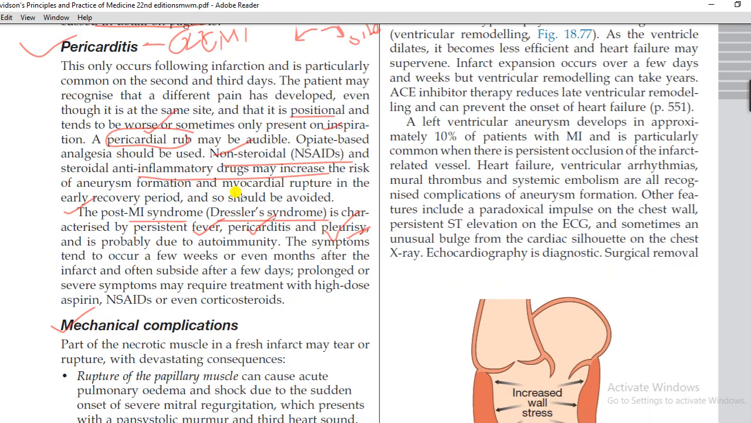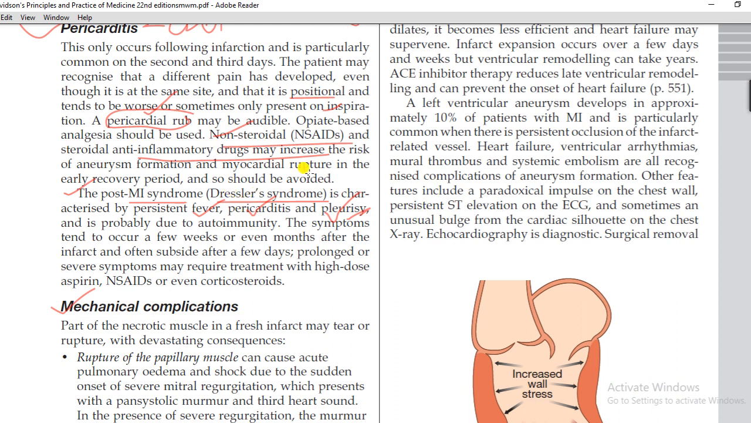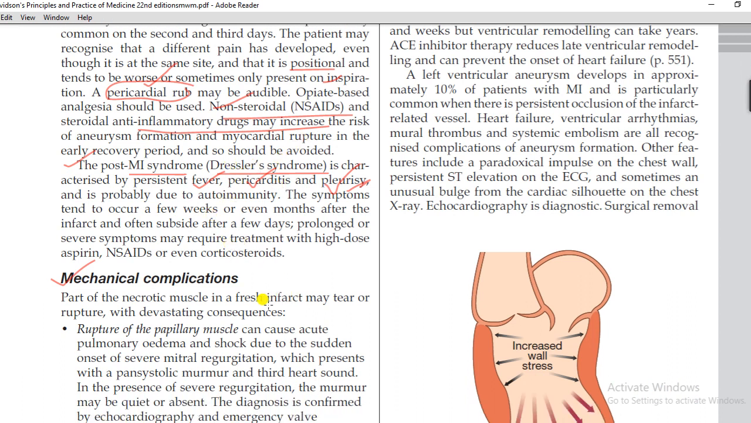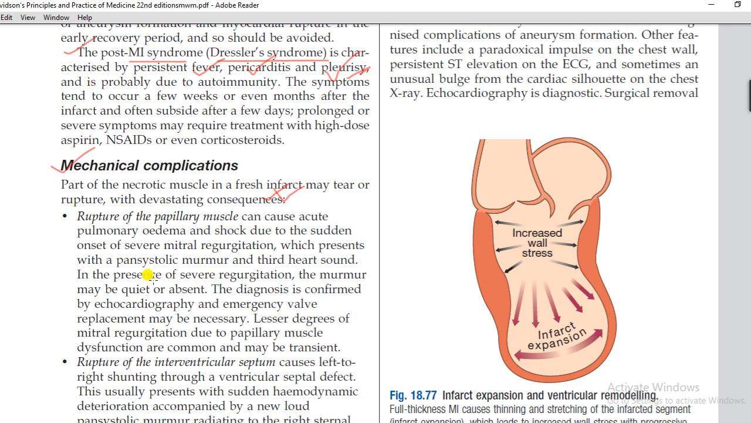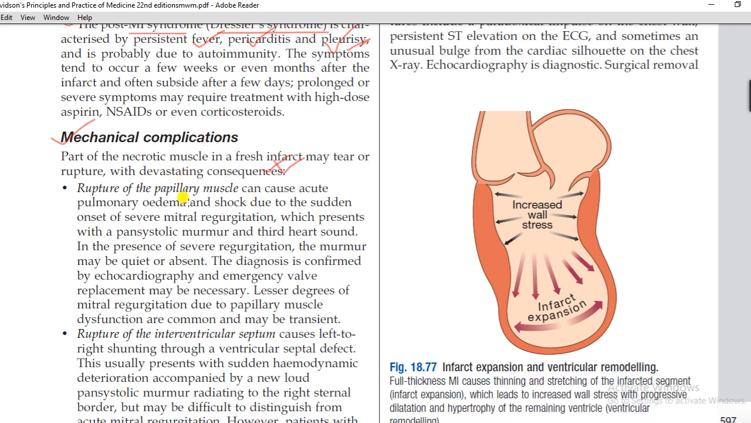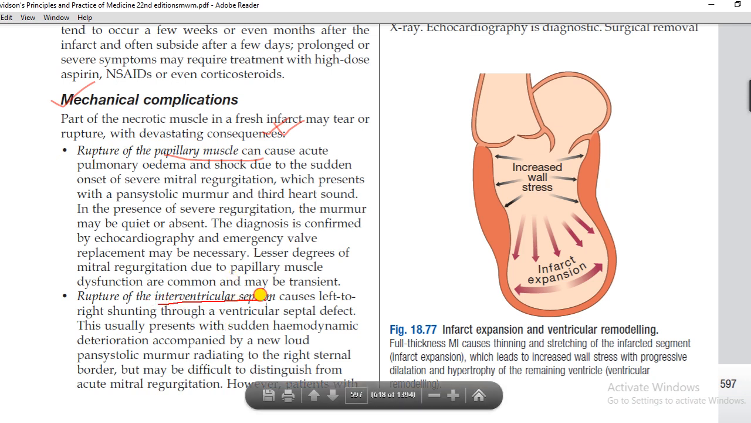Okay, so let's move on to the mechanical complications. Part of the necrotic muscle in a fresh infarct may tear or rupture with devastating consequences. So due to the myocardial infarction, the muscles might tear or rupture. What are the muscles that could rupture? The papillary muscle could rupture, and the interventricular septum could rupture.